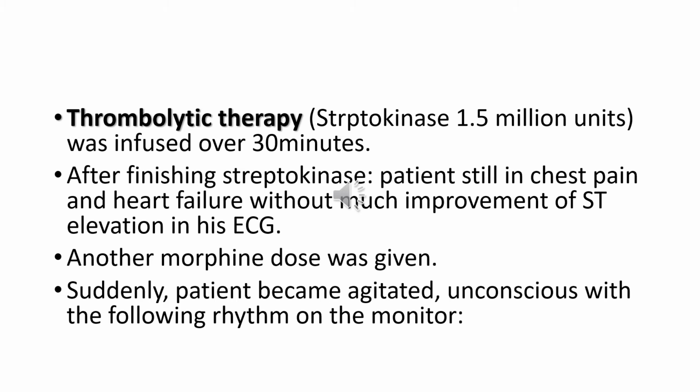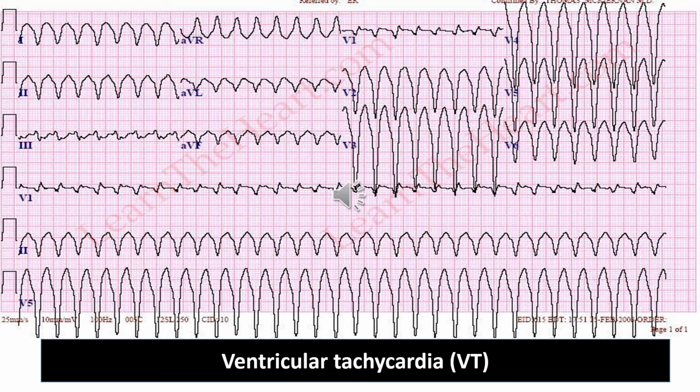We give another dose of morphine, and while discussing, the patient became suddenly agitated and unconscious with the following rhythm on the EKG monitor. As we can appreciate from this ECG, it showed wide QRS tachycardia. This is the classic pattern of ventricular tachycardia. This is a fatal rhythm. So we have to appreciate this ECG and know its morphology, its shape, and go immediately to defibrillate or to cardiovert using DC shock.